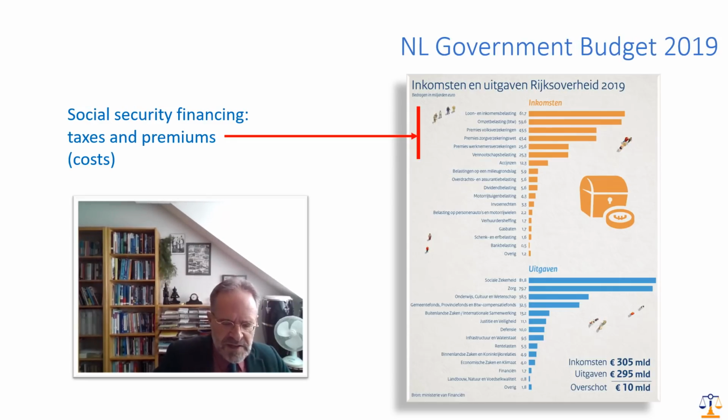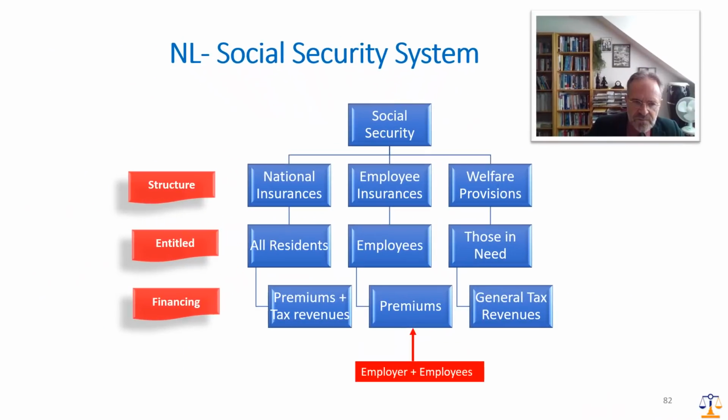So this is the spendings and the fundings of the Dutch social security system, which consists of three parts: national insurances for everybody, insurances only for employees, and welfare provisions which are available to those in need. The relevance of it is that employers, for the bigger part, and to some extent employees, pay premiums for the so-called employee insurances, which entitle employees and not freelancers to certain provisions.